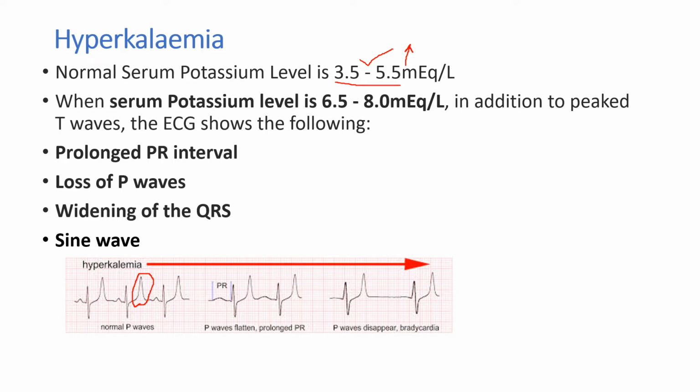When serum potassium level is greater than 6.5 milliequivalent, you start to see the P wave widening and flattening, and at the same time lengthening of the PR segment, and even complete disappearance of the P wave can be noticed.